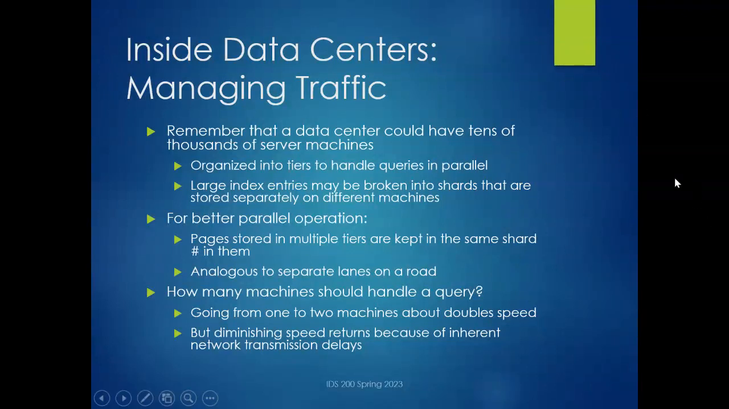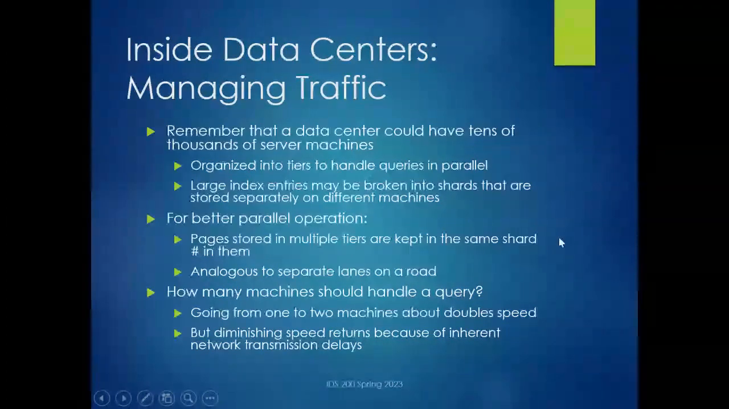Now, a couple tricks Google uses to process queries faster. Number one, parallel operation, right? If you can divide a big task into many small tasks, it can be completed a lot faster. So that's one way to return the search results faster. And Google has a trick there.